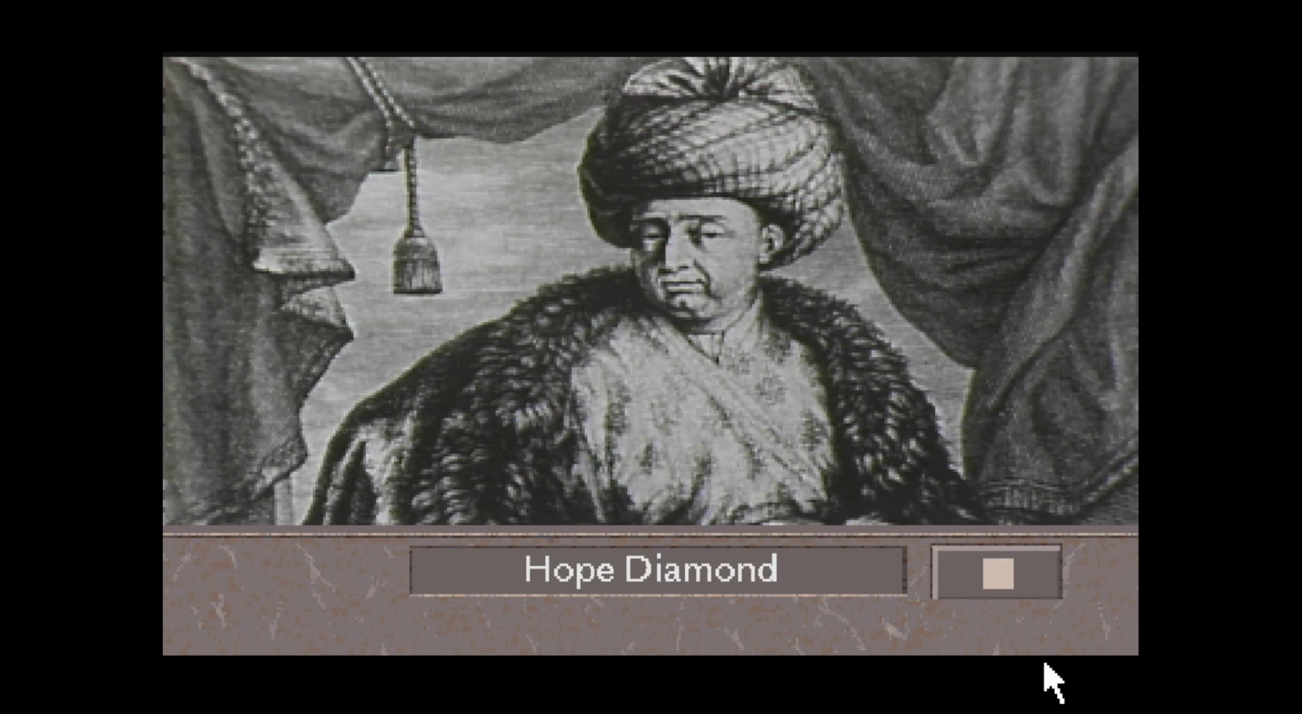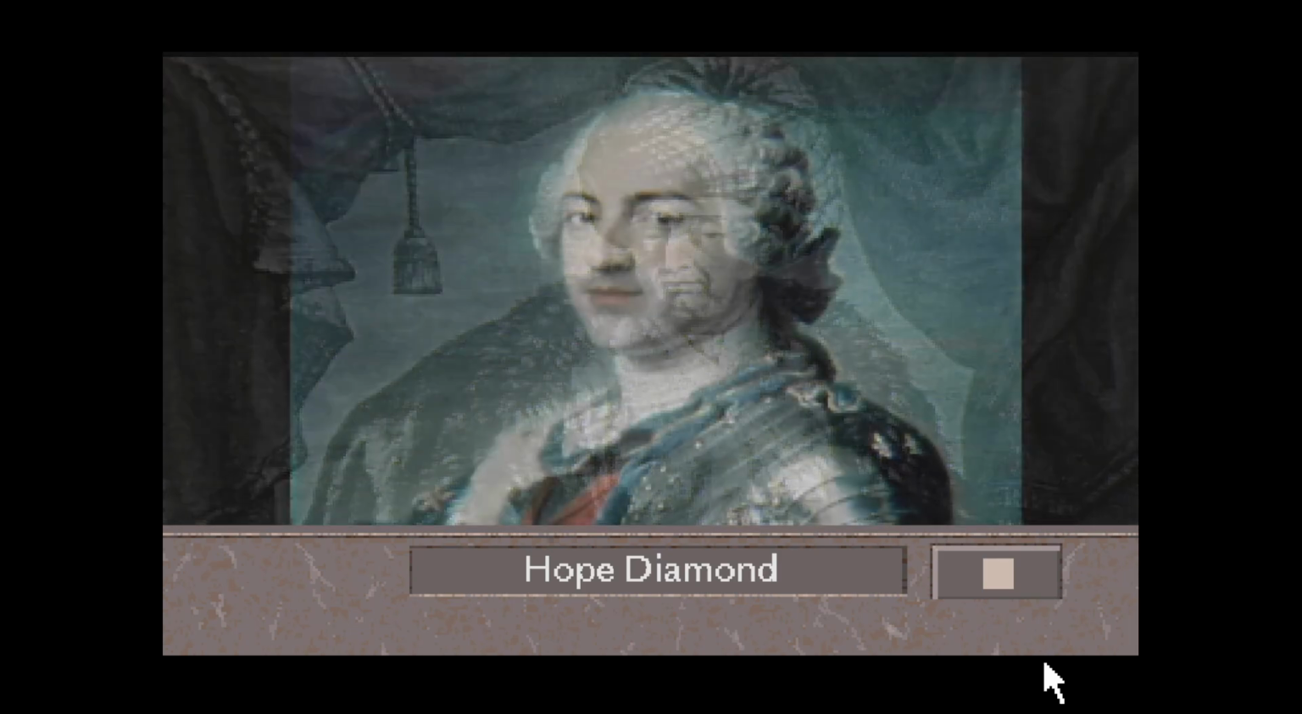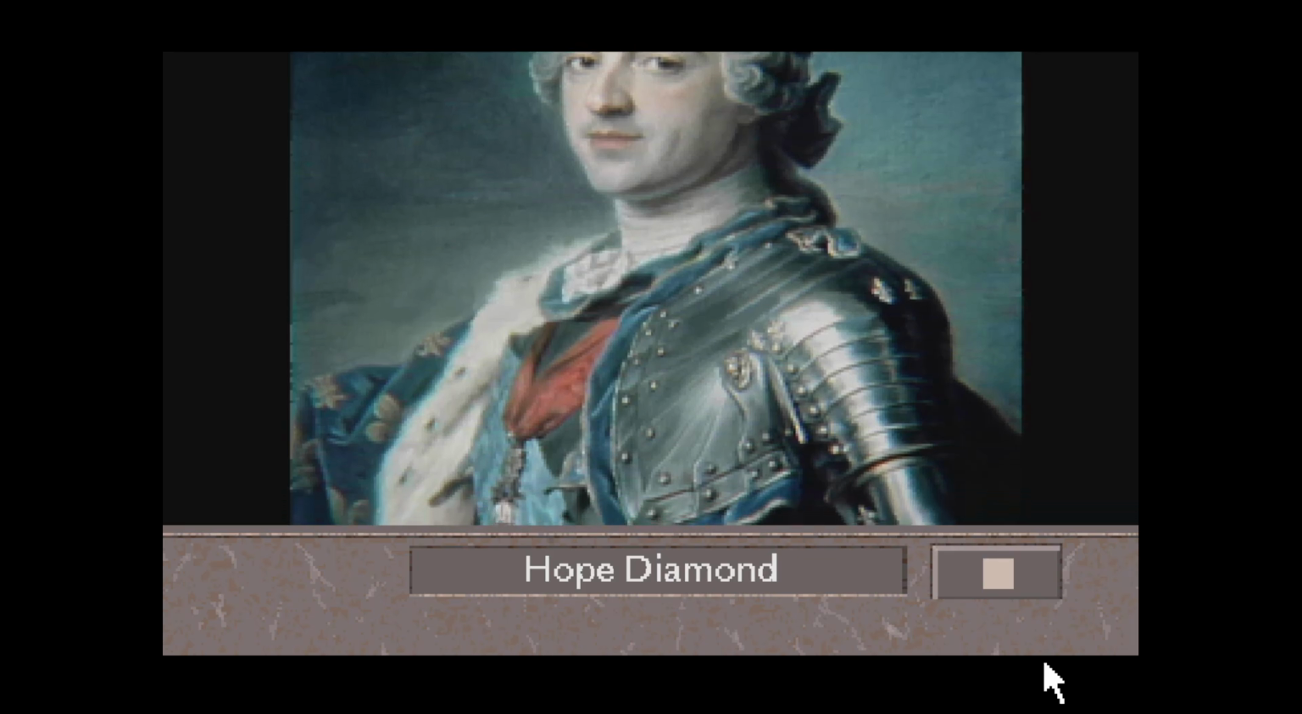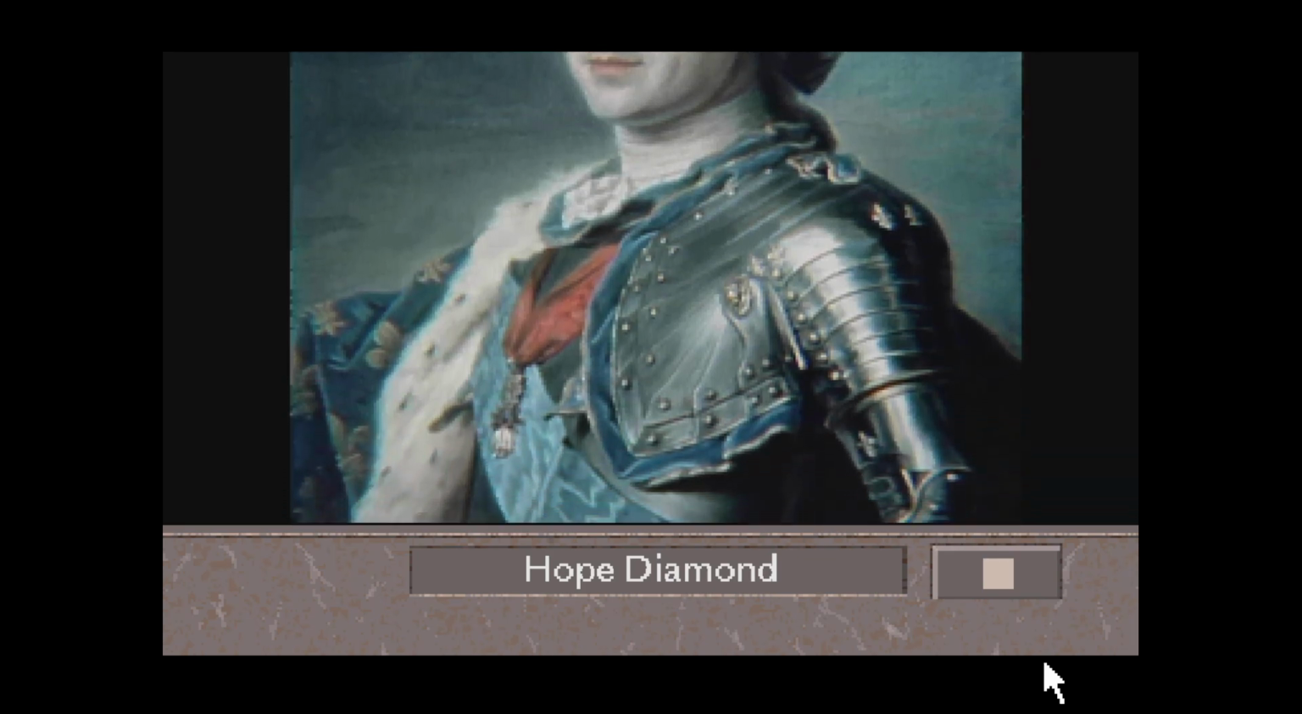Jean-Baptiste Tavernier, a French traveler who bought the stone in India and brought it to France, was not torn to shreds by wild dogs, as the story claimed. He sold the diamond to Louis XIV, who passed it on to Louis XV, shown here wearing it as part of a decoration called the Golden Fleece.